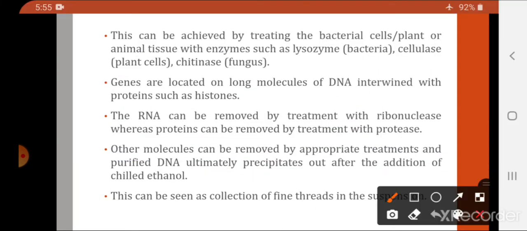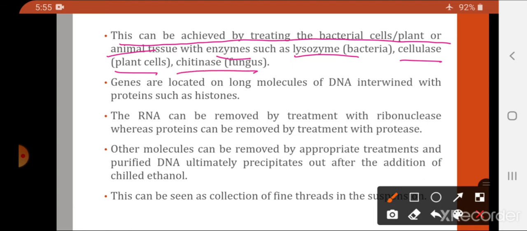So how can we do this? This can be achieved by treating the bacterial cells or plant or animal tissue with enzymes such as lysozyme for bacteria, cellulase for plant cells and chitinase for the fungus. So what do we have to do? We have to treat the bacterial cell with various enzymes, say for example lysozyme. If we want to extract DNA from a plant, then first the plant cell has to be treated with what? Cellulase enzyme.